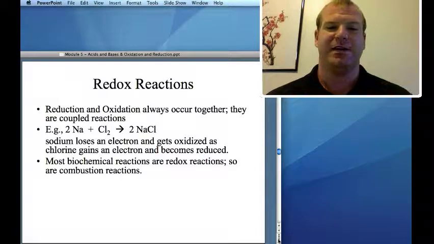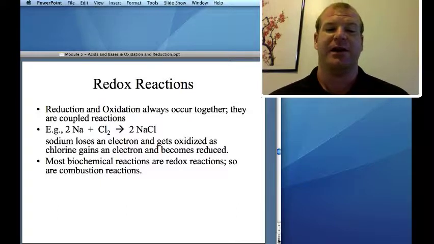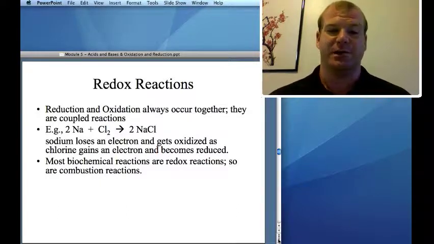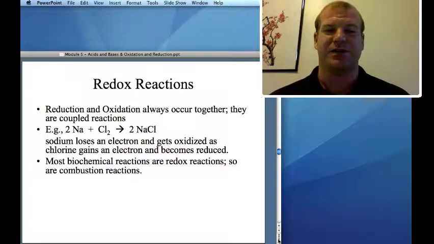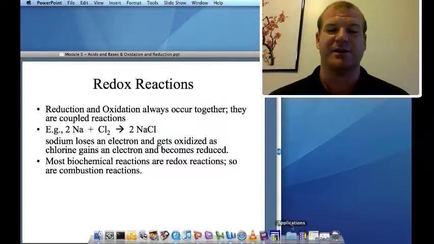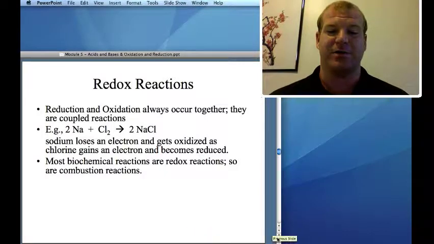For instance here, sodium reacts with chlorine to form sodium chloride. Sodium loses an electron, gets oxidized, and chlorine gains an electron, becomes reduced. And most biological reactions and all combustion reactions are oxidation reduction. These are very common reactions.